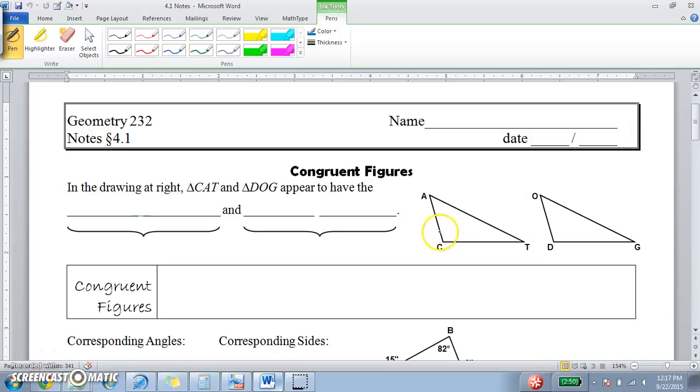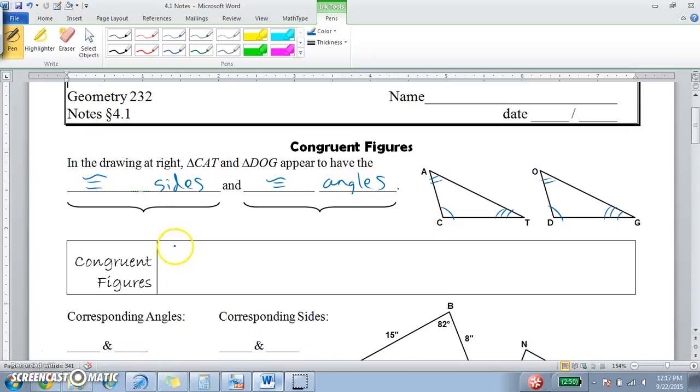And they appear to have all of their angles and all of their sides congruent to each other. So they appear to have congruent sides and congruent angles. So this is actually what congruent figures means. In order for two figures to be congruent, they have to have all sides and angles congruent. The ones that match up, that correspond to each other.